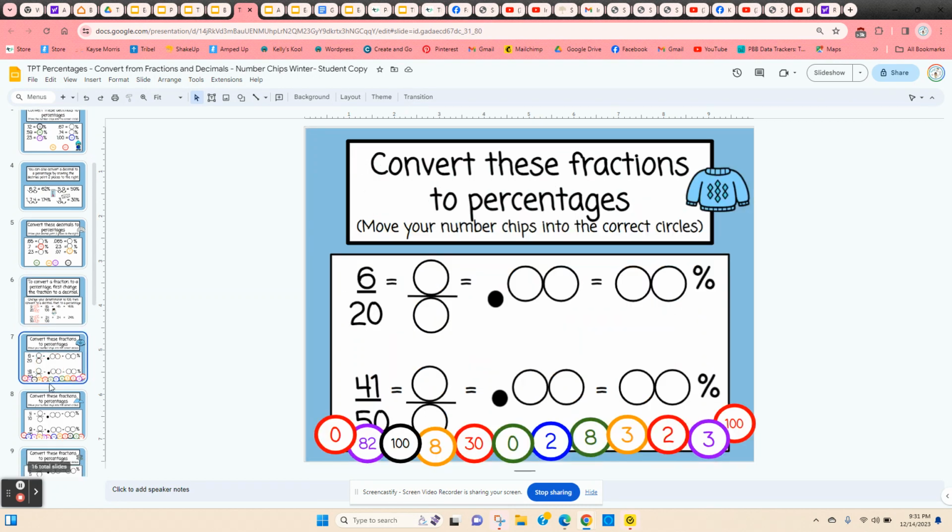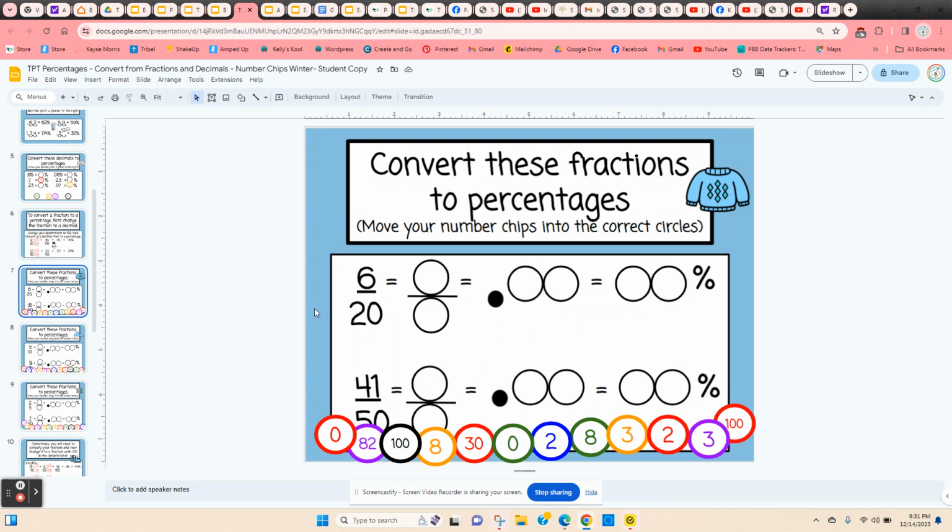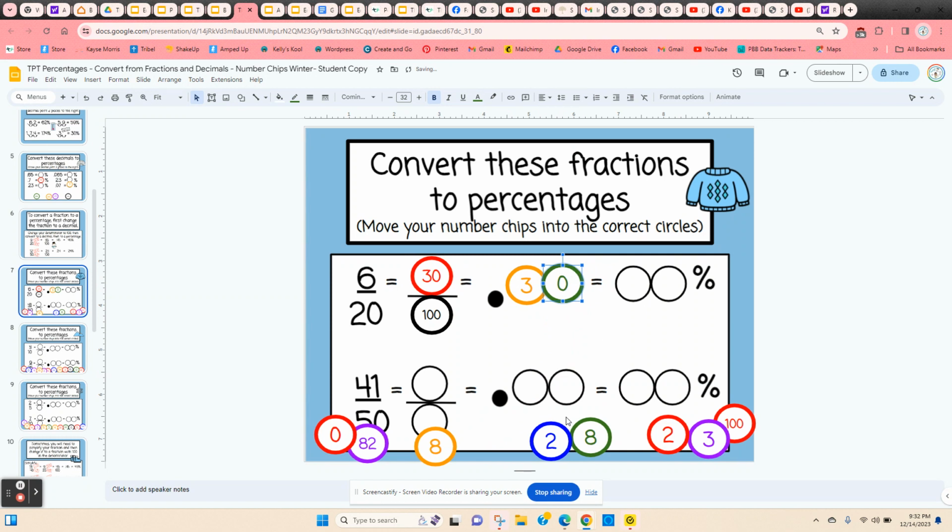So students are going to be trying that on the next 3 slides. Here they're going to change their fraction to an equivalent fraction with 100 in the denominator. So I can see that I have to multiply by 5. If I multiply the denominator by 5, I have to multiply the numerator by 5 also. That gives me 30 hundredths, which would be 30 hundredths as a decimal, which would be 30%.